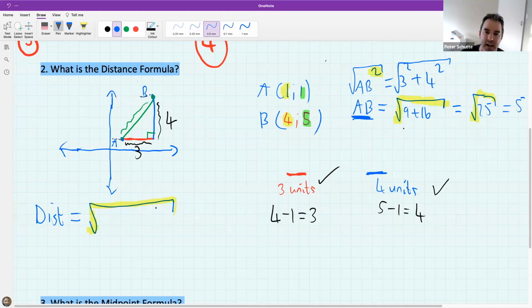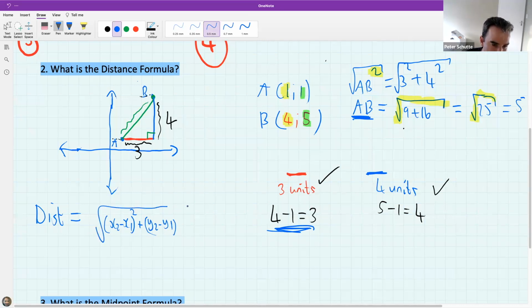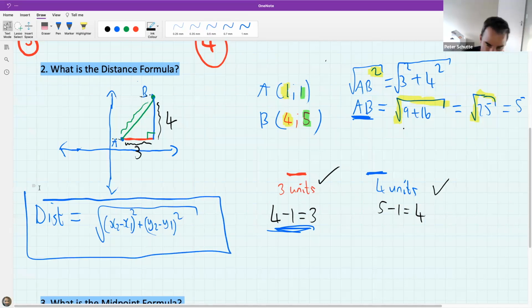Okay, now, the next thing we need to do is we need to know the distance between the x coordinates. So what I'm going to do is I'm going to go x2 minus x1. So that's the distance. That was the 4 minus 1 part here. And I'm going to square it. And then for the second part, I'm going to go plus, and then I'm going to go y2 minus y1. I just took this away. And I'm going to square that. This is what we call the distance formula.